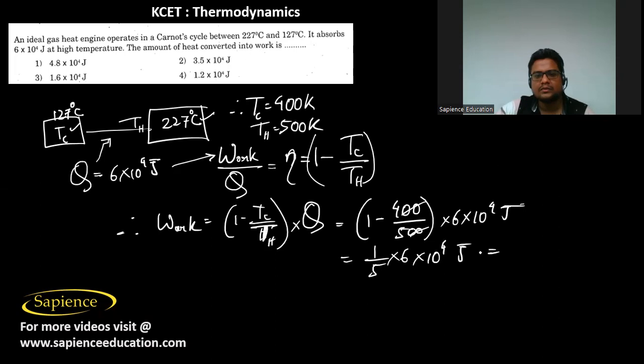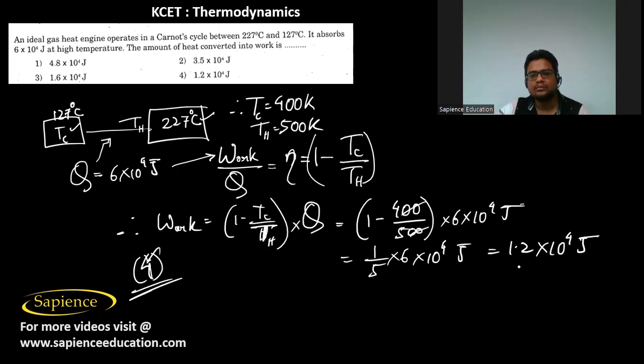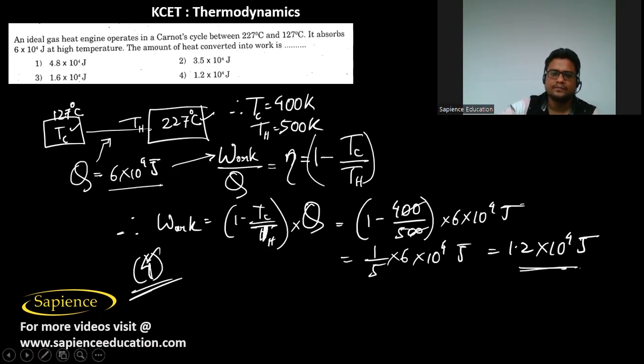So this will be equal to 1.2 into 10 power 4 joule. So option 4 is the correct answer. So 1.2 into 10 power 4 joule of work will be obtained from this Carnot's engine if the heat supplied is 6 into 10 power 4 joule.